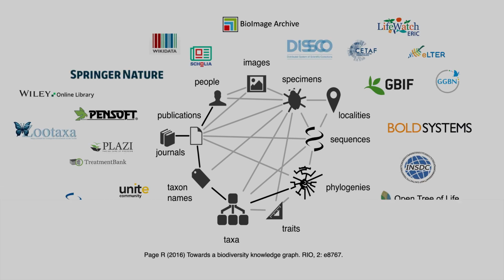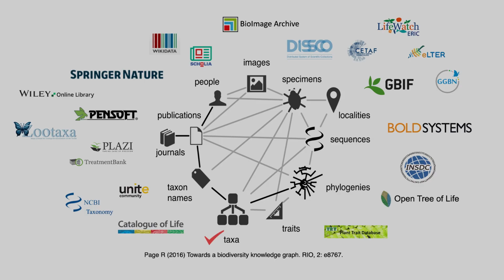And what we can see now is what is called a biodiversity knowledge graph, and that has been represented by Roderick Page as a network of the entities that describe the core of the biodiversity domain. And this includes taxa and their names. It includes the information on the specimens that have been collected around the world, the localities from where they were collected, the images that have been taken, the sequences that have been produced, the results of data analysis as phylogenies, and also traits that have been analyzed, and last but not least, the people.